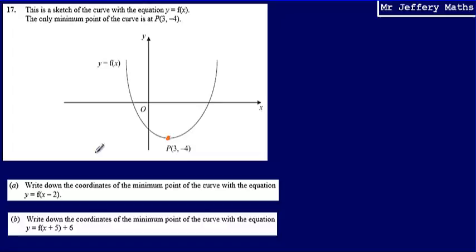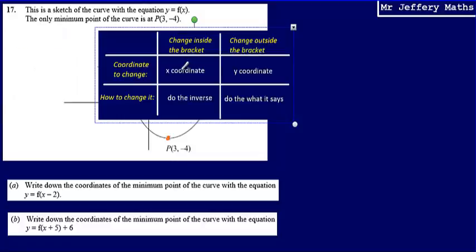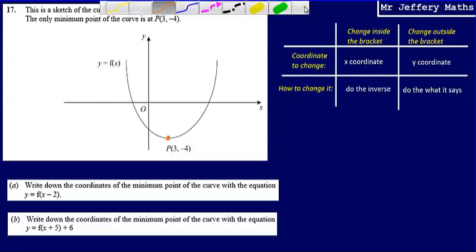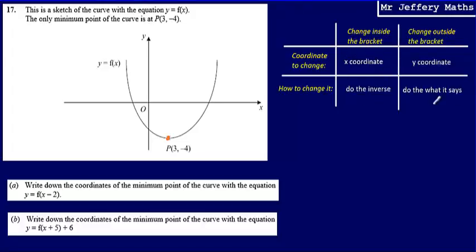Now this is a graph transformation question, and when we've got a graph transformation of y equals f of x, what we can use is a little trick that I like to use, and it's this trick here. This table tells us how we can answer this question using a very quick method. So we're asked to write down the coordinates of the minimum point of the curve with the equation y equals f of x minus 2.